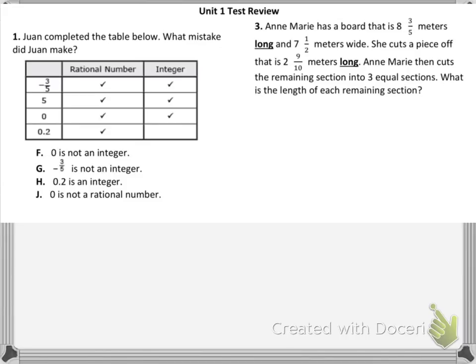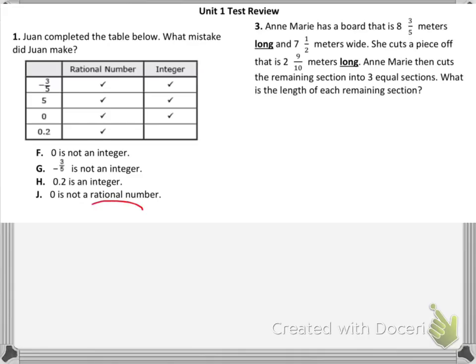So number one, Juan completed the table below. What mistakes did Juan make? So he said that -3/5 was a rational number and an integer. 5 was a rational number and an integer. 0 is a rational number and an integer. 0.2 is just a rational number.